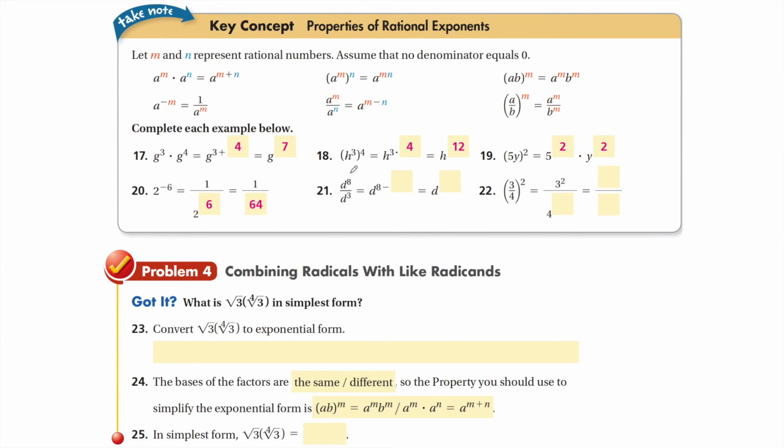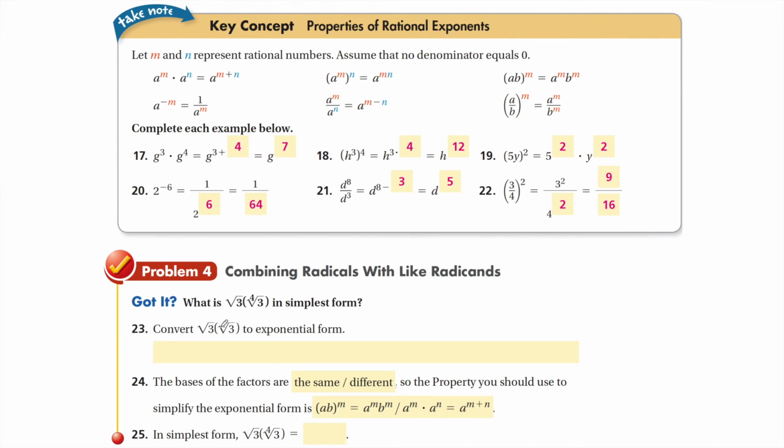If we do d raised to the 8th power divided by d raised to the 3rd, that's going to be d raised to the 8th minus 3rd power, which is going to equal d raised to the 5th power. We have 3 over 4 squared, which means that's going to be the same thing as 3 squared divided by 4 squared, which will give you 9 divided by 16.